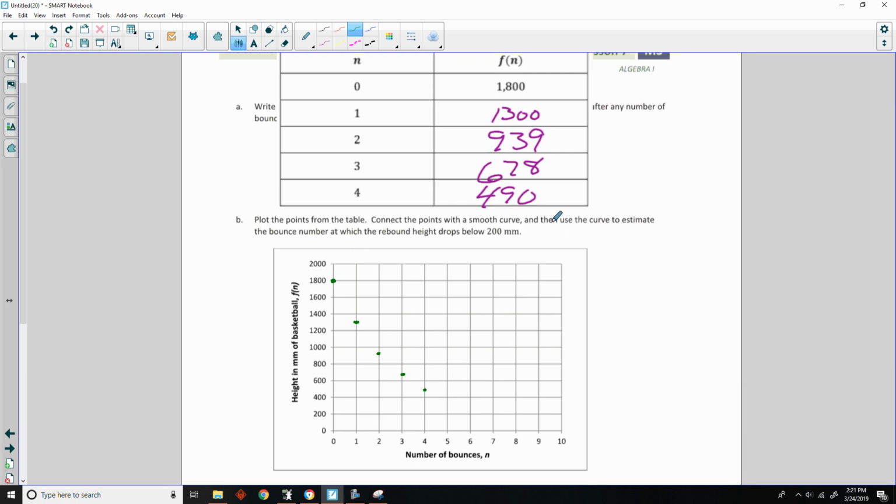And then it says, connect the points with a smooth curve and then use the curve to estimate the bounce number at which the rebound height drops below 200. This is difficult for me with this pad, so I'll try. This is coming down, and I'm thinking it's just going to keep going at a steady rate like so. When it drops below 200, I would say it would be around 7. That is my estimate.